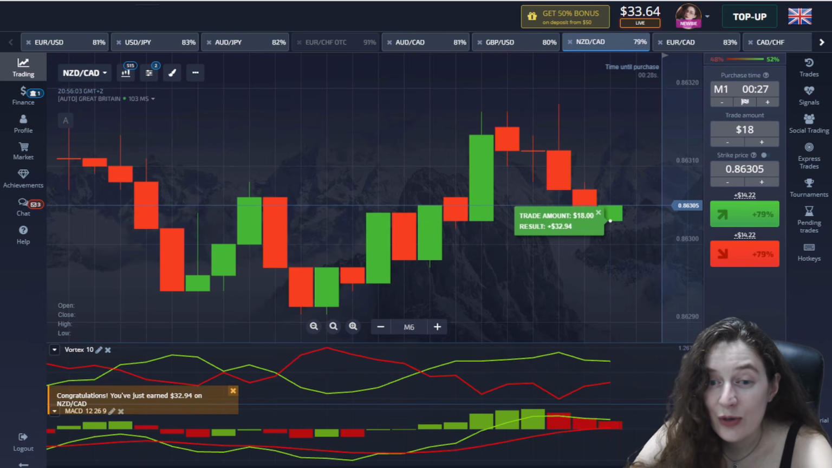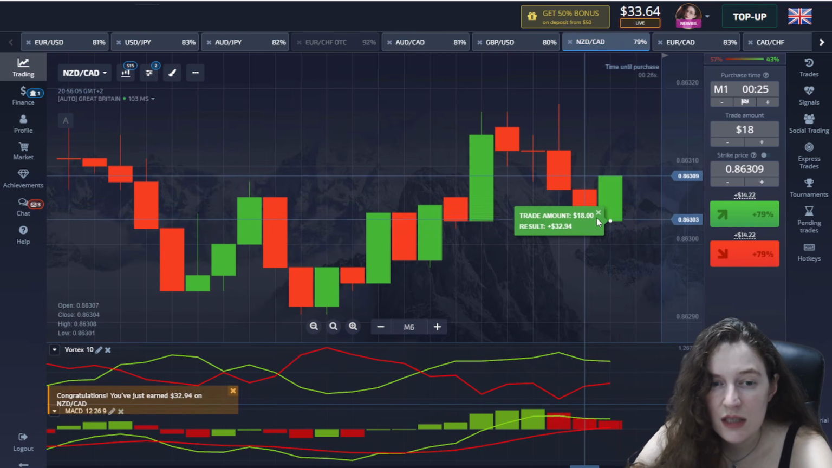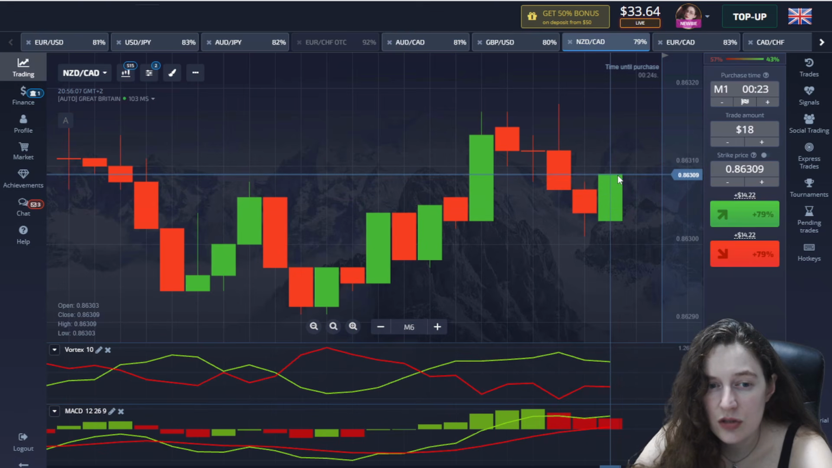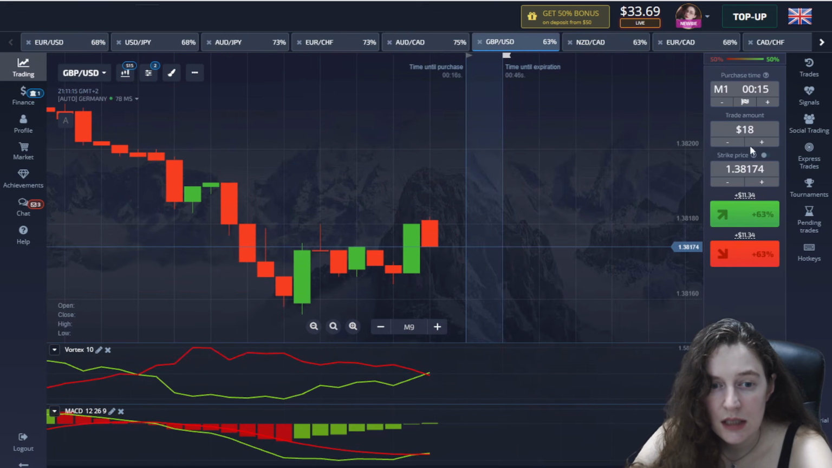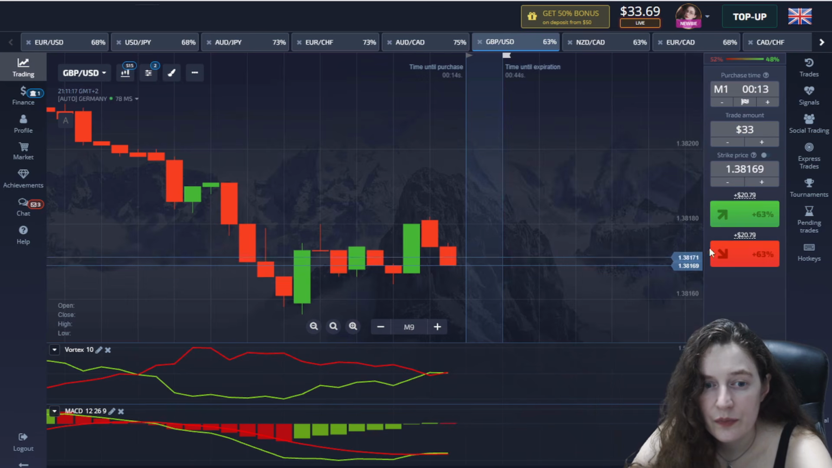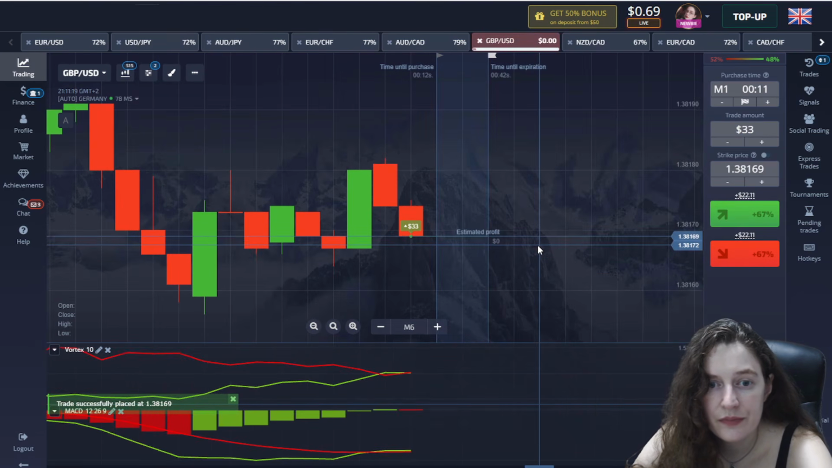We won, but it was not so convincing. I expected more candles to go upwards. As I said, today the market is not good and it's difficult to trade.